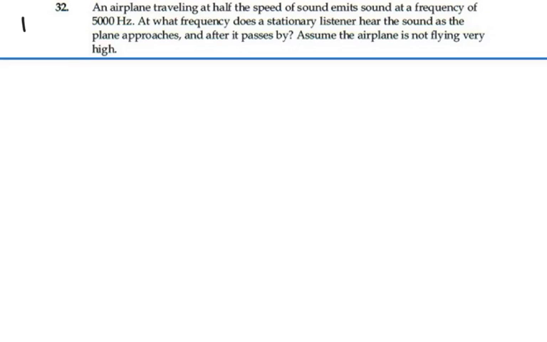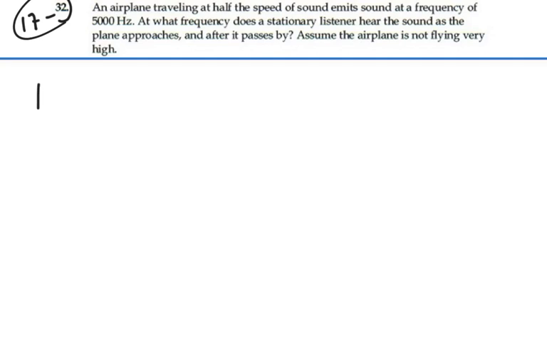Here's problem 1732. An airplane traveling at half the speed of sound emits sound at a frequency of 5,000 hertz. At what frequency does a stationary listener hear the sound as the plane approaches and after it passes by? Assume the airplane is not flying very high.